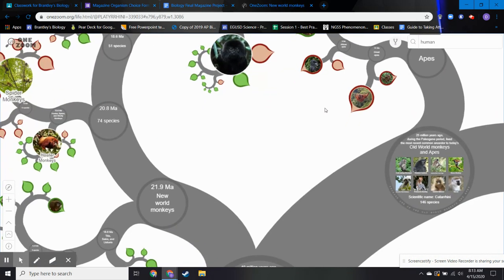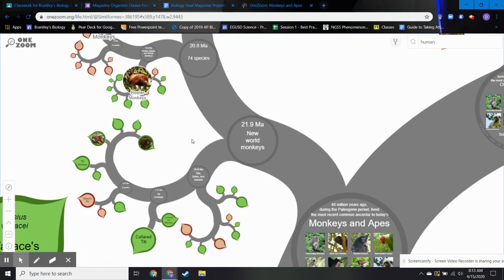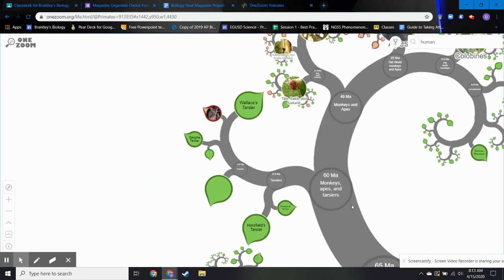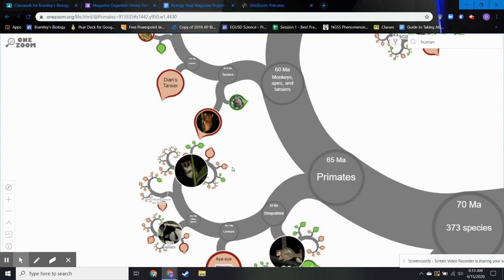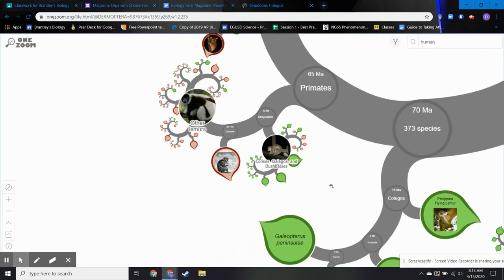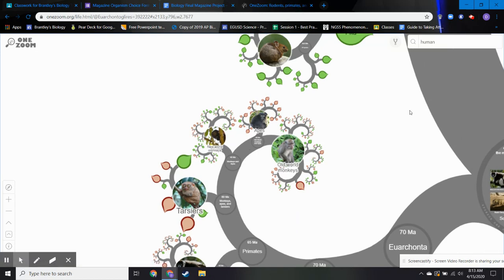There's also a lot of endangered amphibians. Honestly, there's just a lot of endangered organisms. So there's a lot out there if you want to do something endangered, because it might be more interesting and there might be more information on it. So there is plenty to choose from.